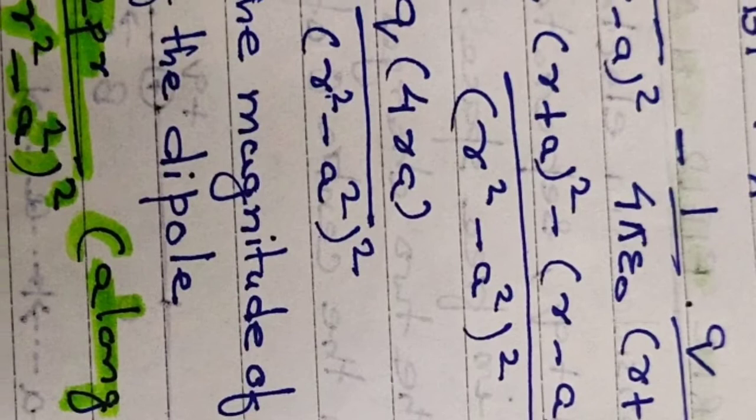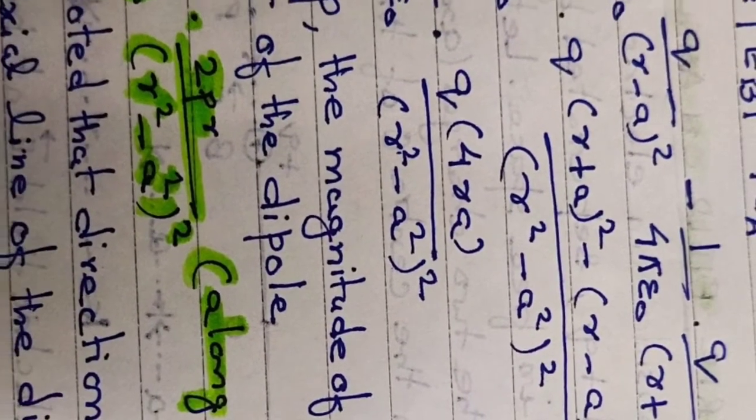Now q into 2a equals p, the magnitude of the electric dipole moment of the dipole. Therefore, E equals 1 by 4 pi epsilon naught into 2pr divided by (r square minus a square) whole square along PX. This is equation number 18. Note that the direction of the electric field at a point on the axial line of the dipole is from charge minus q to plus q, that is the same as that of the electric dipole moment of the dipole. Therefore, in vector notation, E equals 1 by 4 pi epsilon naught into 2pr divided by (r square minus a square) whole square. This is the 19th equation.